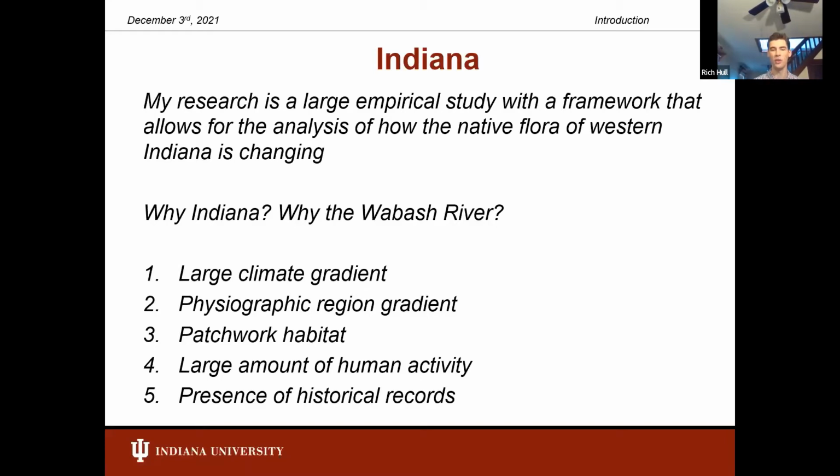The same thing goes for a large amount of human activity. We want to see the degree of resilience that the native flora has to agriculture and other human impacts. And then lastly, and maybe most importantly, we have historical records that enable a comparative analysis between the past flora of the first half of the 1900s to now. And this is vitally important.